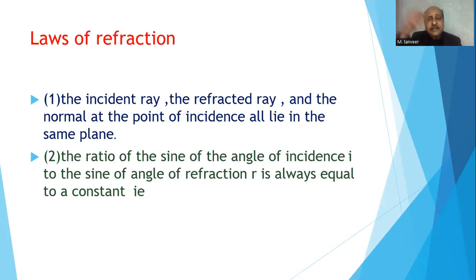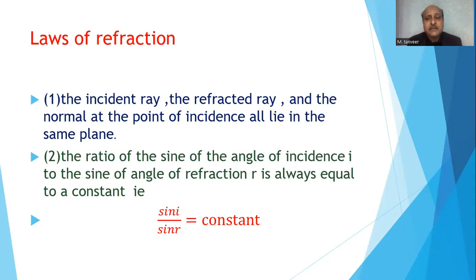When you measure angle of incidence, take its sine. Measure angle of refraction, take its sine. But whenever you divide sine of angle of incidence and sine of angle of refraction, your answer will be same. Sine of angle of incidence and sine of angle of refraction ratio will always be constant. And this constant is called refractive index of the medium.